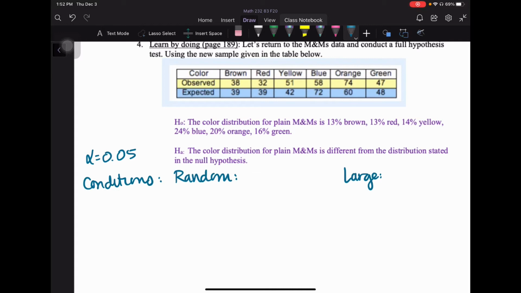For chi-squared, we still have a certain alpha level. We'll stick to 0.05 here. We have our null and our alternative hypothesis written for us. So our state is done.